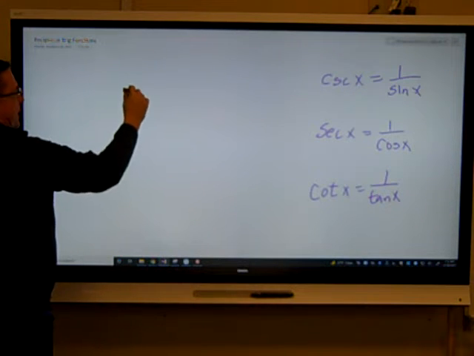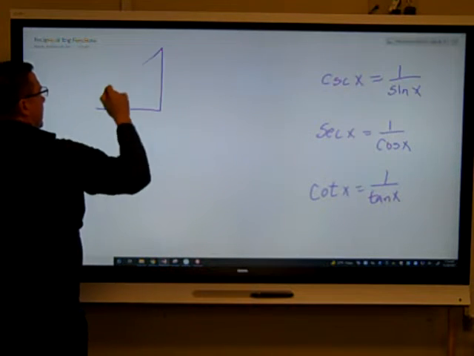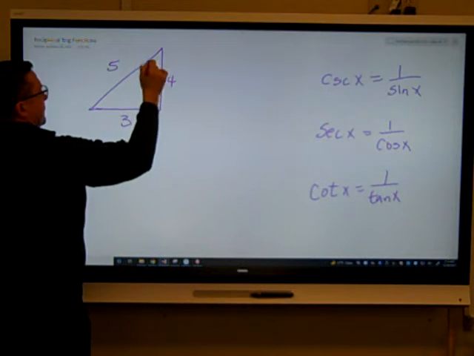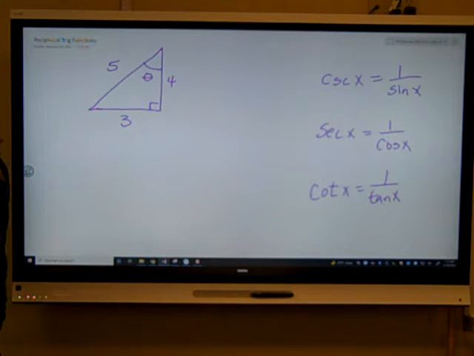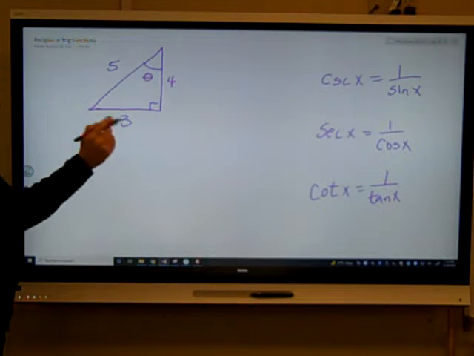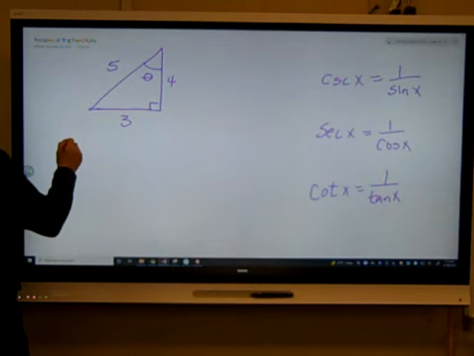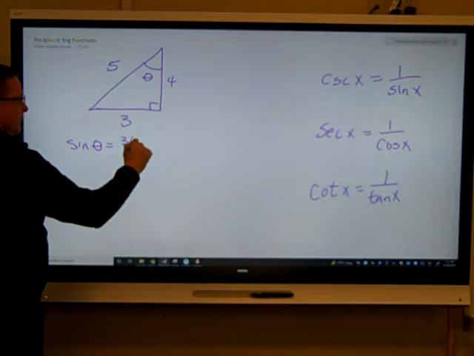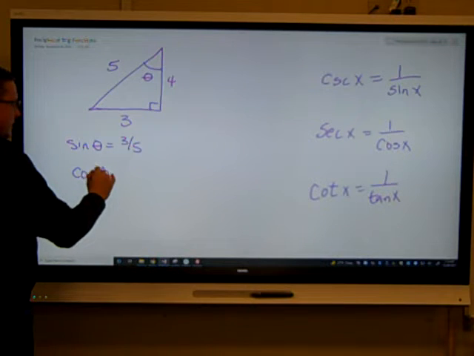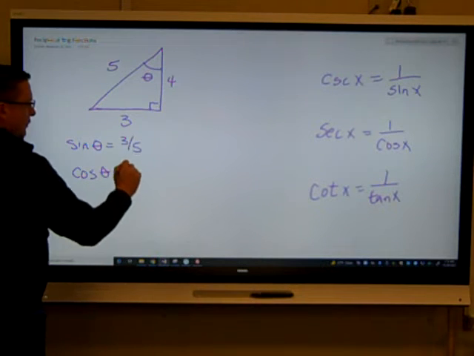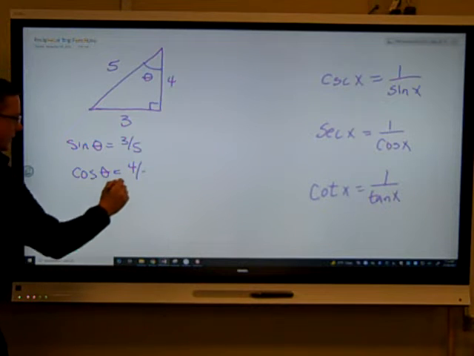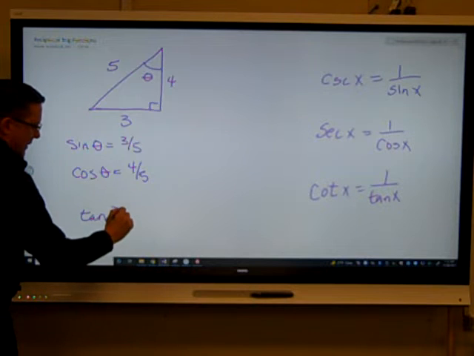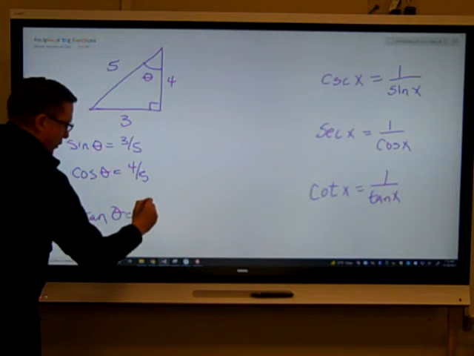So I'll stick with my favorite triangle. Let's have a 3, 4, 5 out of scale. And let's use theta here. Let's put theta someplace different. And let's just find all 6 trig ratios. So if I want the sine, these again should not be a challenge for you. If you're watching this video and you struggle with these, there are other videos. Sine theta is 3/5, cosine theta is 4/5. And then tangent theta would be 3/4.